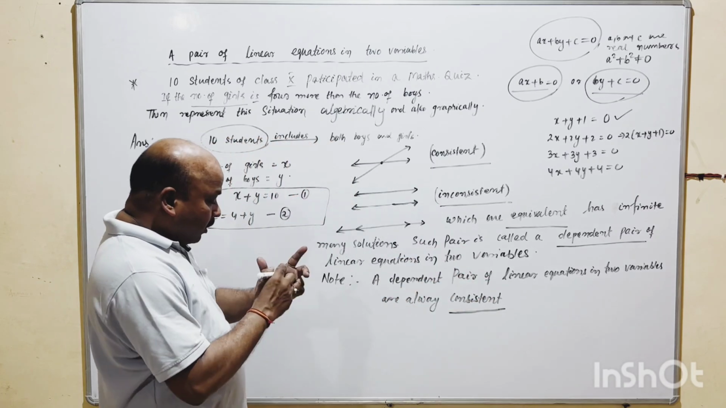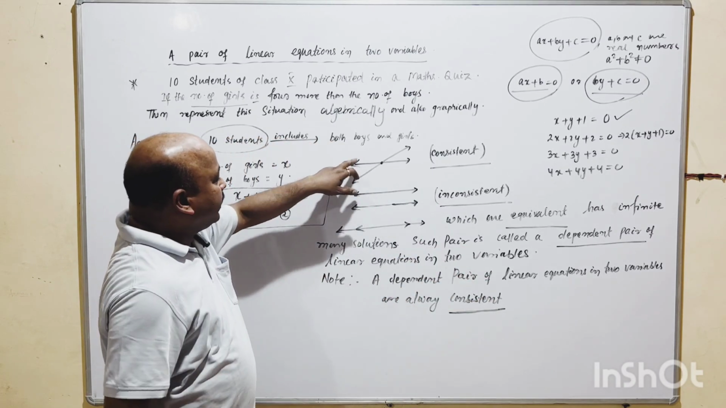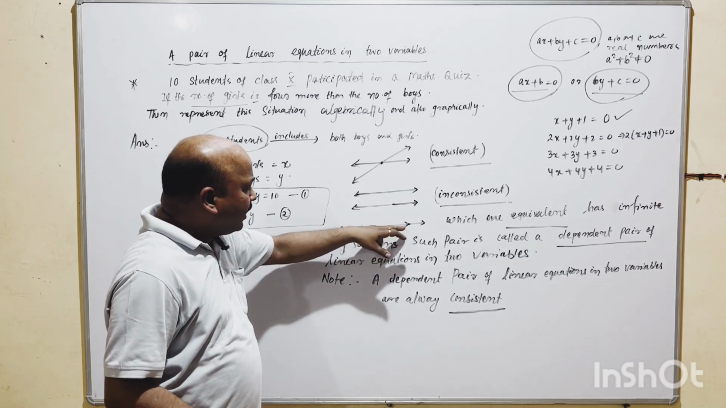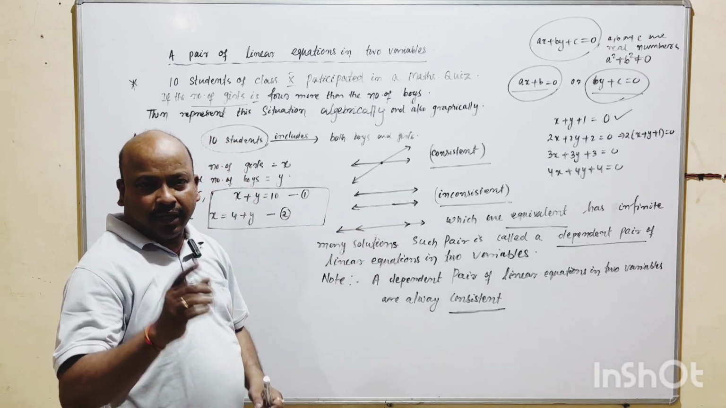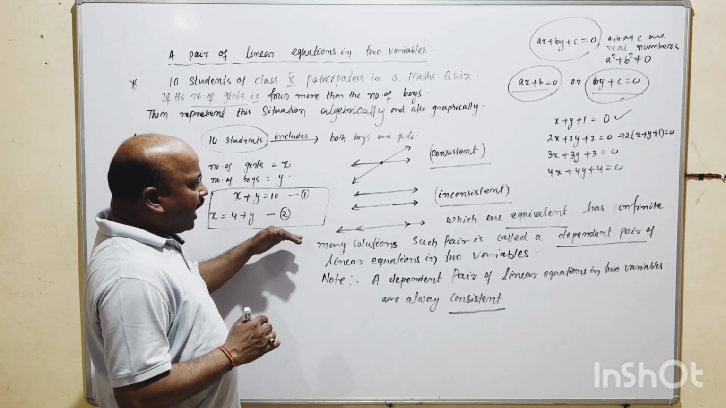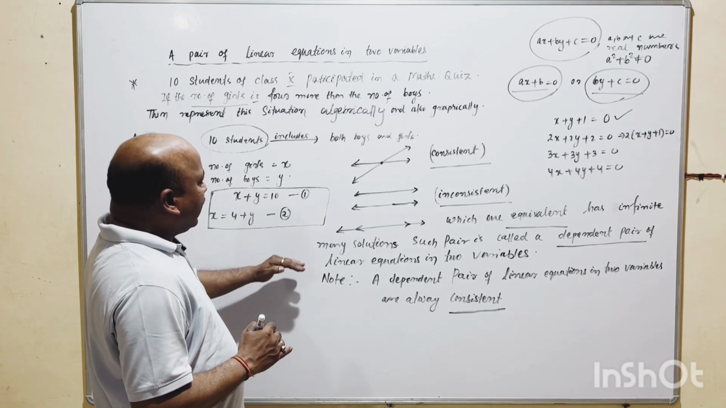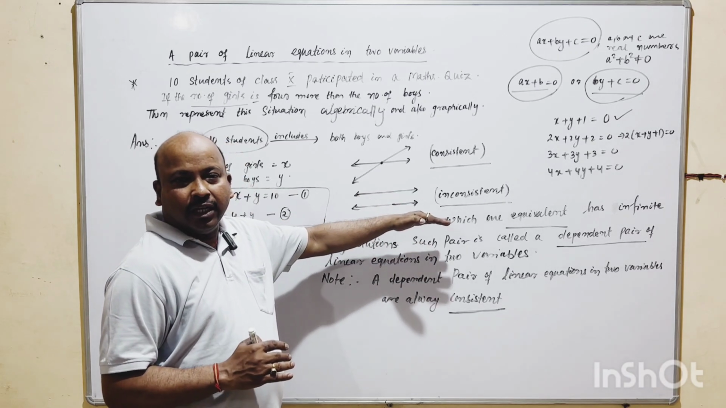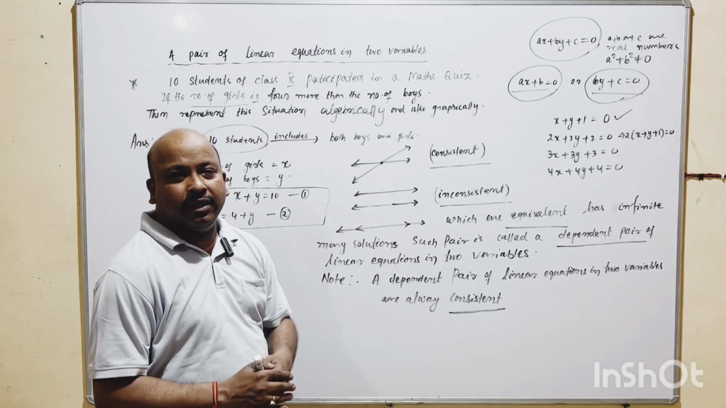So we get consistent in two cases: when they are intersecting with each other at one point and when they are coincident with each other, right? So in the next class I will explain how they are consistent, inconsistent and coincident, by the graphical method. Thank you.